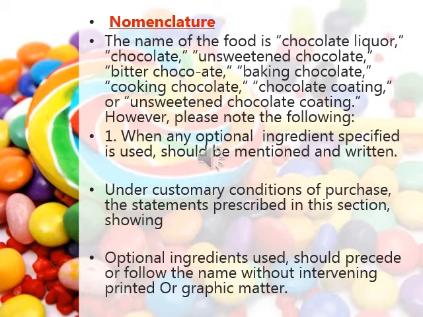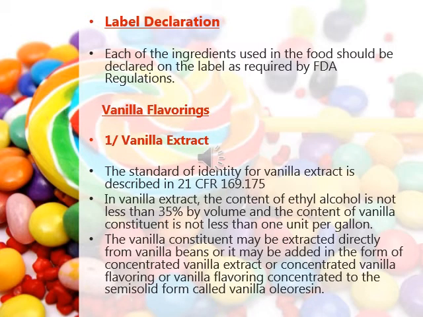2. Under customary conditions of purchase, the statements prescribed in this section showing optional ingredients used should precede or follow the name without intervening printed or graphic matter. Label declaration. Each of the ingredients used in the food should be declared on the label as required by FDA regulations, such as vanilla flavorings.